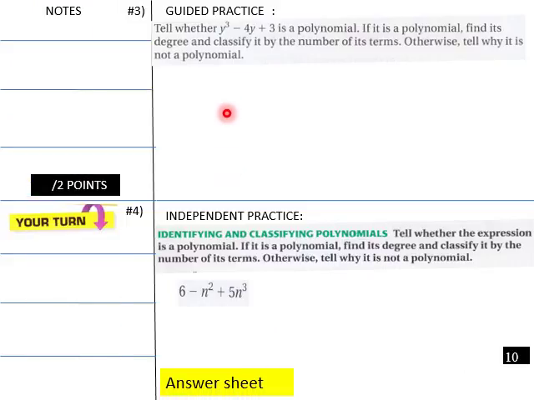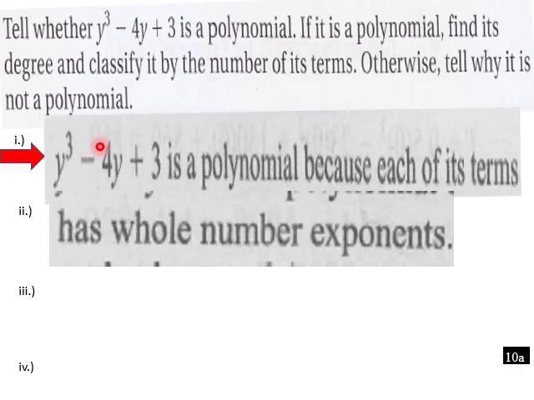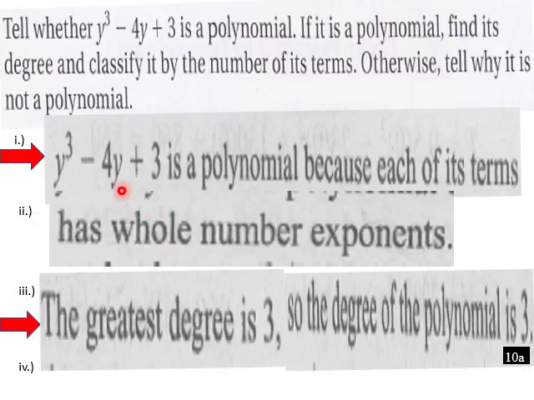Our next guided practice here, tell whether y cubed minus 4y plus 3 is a polynomial. If it is a polynomial, find its degree and classify it by the number of its terms. Otherwise, tell why it is not a polynomial. This is for you students down here. Do this one on your own. Y cubed minus 4y plus 3 is a polynomial because each of its terms has a whole number exponent. We have 3 here, 1 here, and then 0 over here. The greatest degree is 3, so the degree of the polynomial is 3.